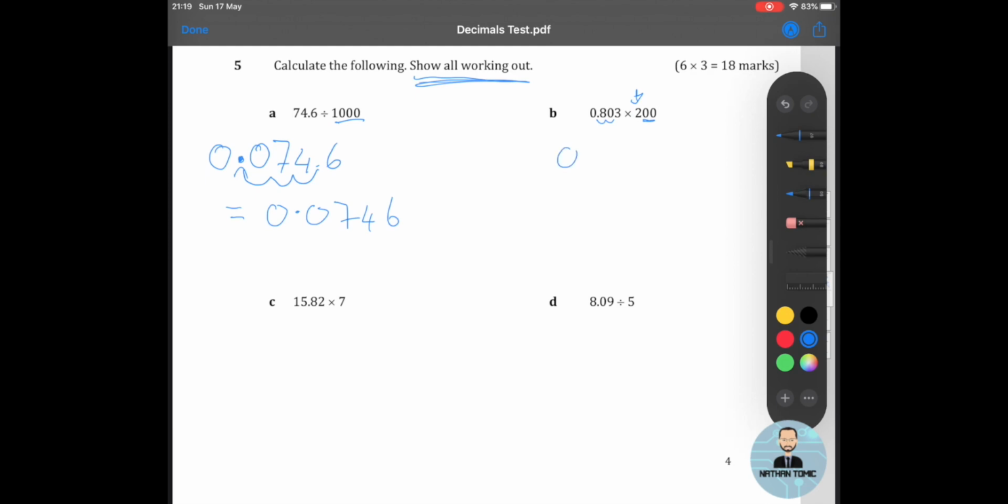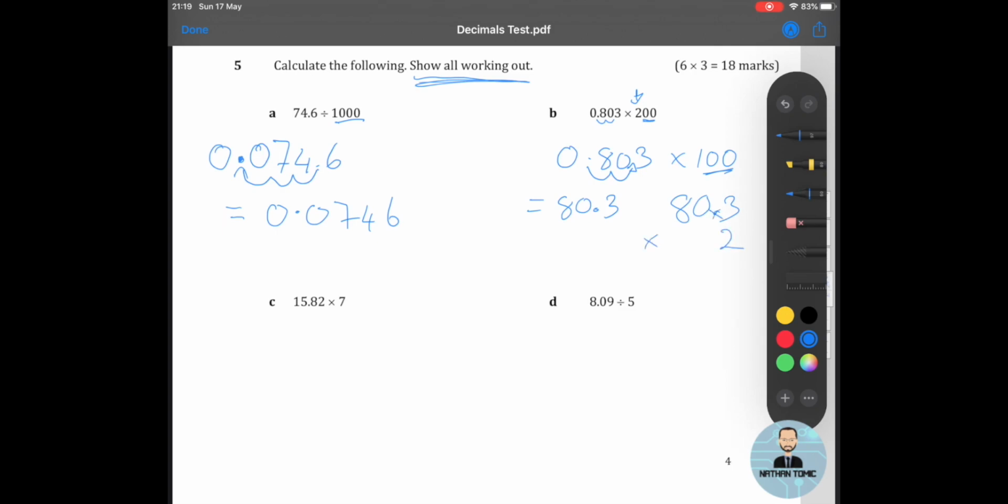So what I mean is we would say 0.803, that's the same as saying multiply by 100. So the 2 decimal places, because it's multiplication, means it goes 1, 2. So that answer would be equal to 80.3. And then what we would simply say is 80.3 multiplied by 2.